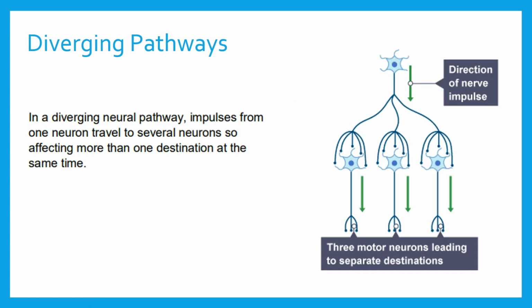We also have divergent neural pathways, and this time you have one neuron sending its impulses to several others. Thus, you can stimulate many different destinations at the same time. So, this is good for coordination and for your fine motor control.